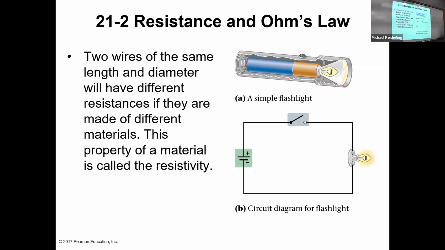So some materials are excellent conductors, like silver. Silver is one of the best conductors out there. Some materials are terrible conductors, like wood. But if you have some material, it will have a resistivity. And if you know the resistivity of a material, you can work out what the resistance of a wire made of that material will be.